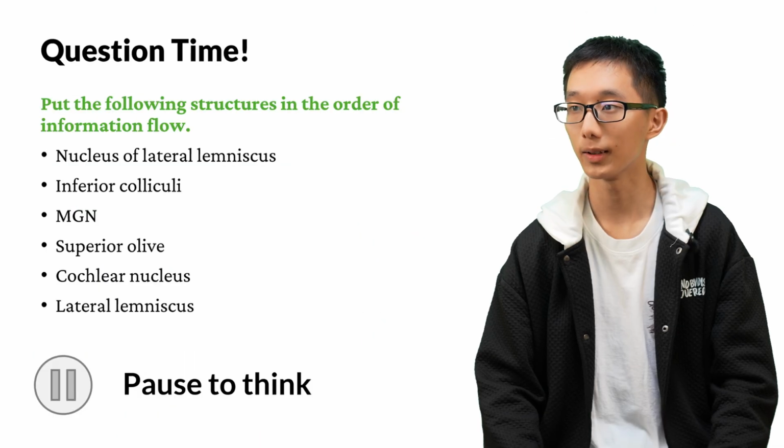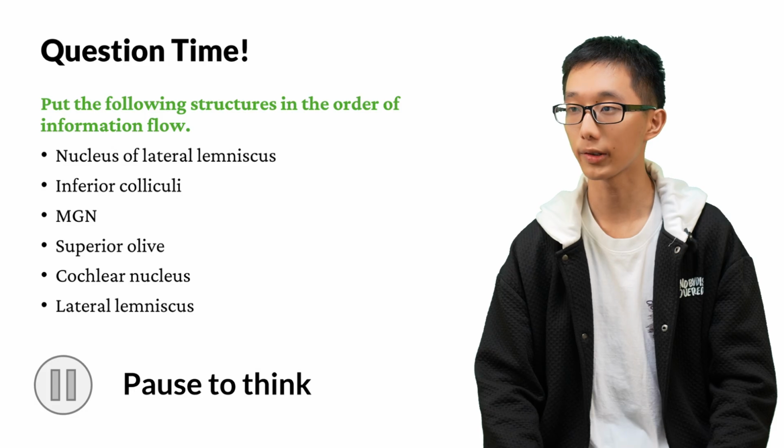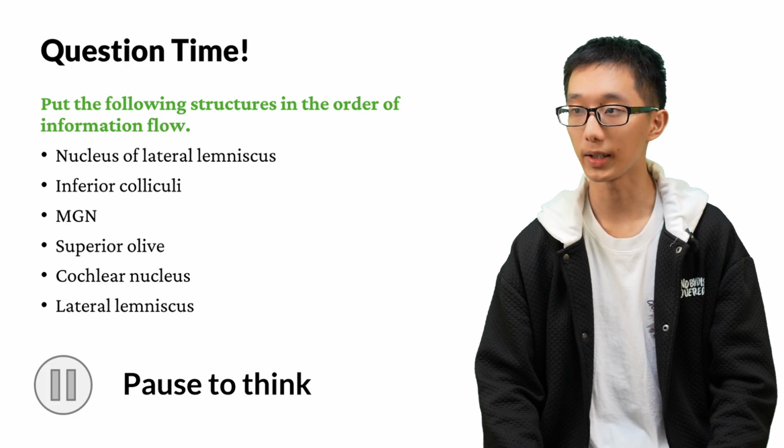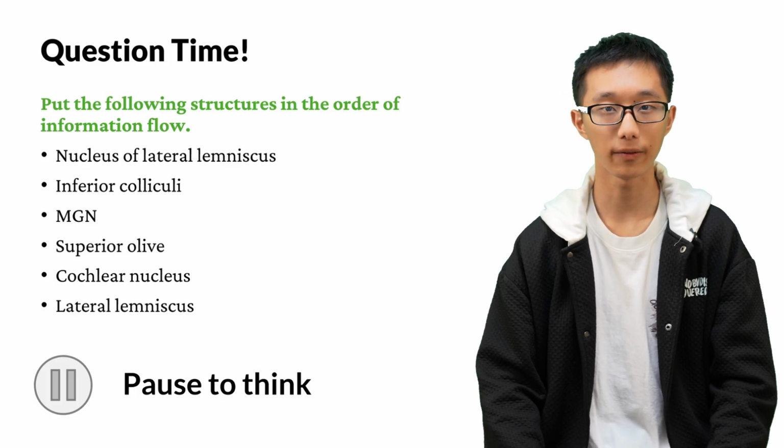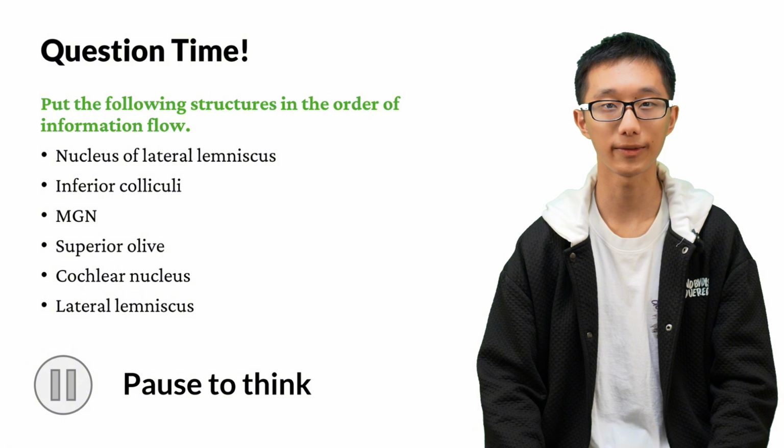Now it's question time. Please put the following structures in the order of information flow. These structures are nucleus of lateral lemniscus, inferior colliculi, MGN, superior olive, cochlear nuclei, and lateral lemniscus. Please take a few moments to arrange them by yourself.